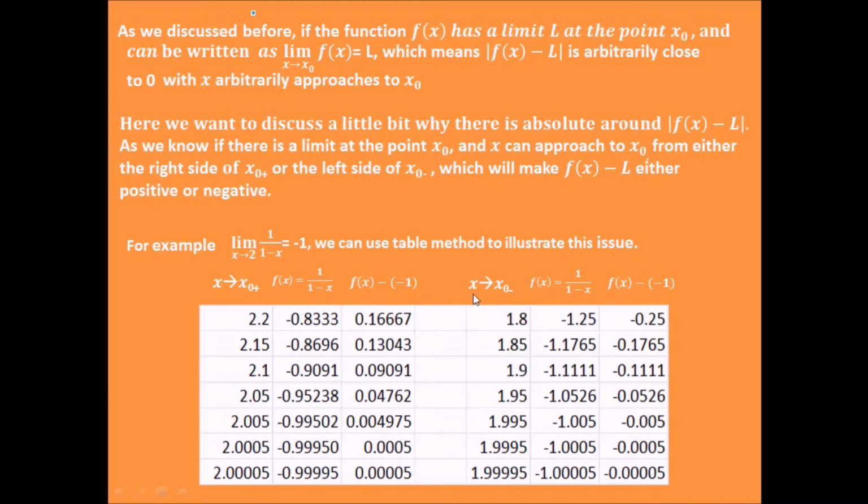However, when x approaches x0 from the left side, x is always less than 2, although it can be infinitesimally close to 2, and the difference f(x) minus L will approach 0, but it will always be less than 0, so the difference is a negative number. So f(x) minus L can be positive or negative. So we put an absolute sign around f(x) minus L.